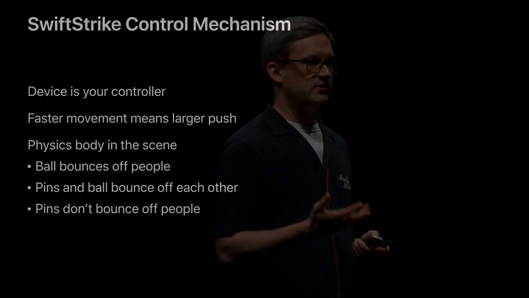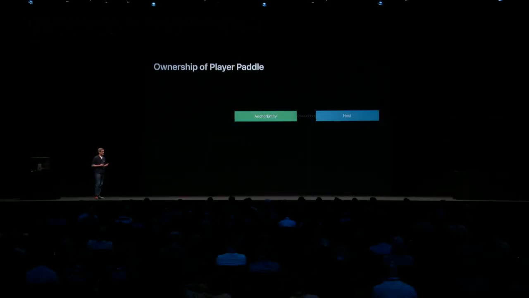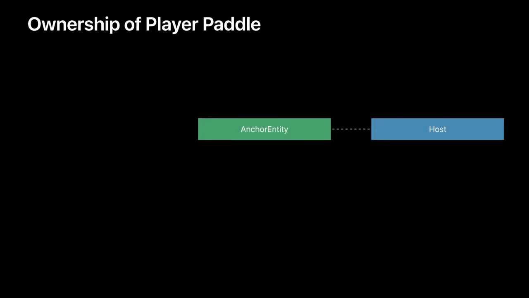Now, one of the things that we needed to solve then is how do we get the input from this device moving around onto the device while maintaining control over when the paddle is active and how much force it's applying on the host. And so we solved this using the ownership support within RealityKit. When the host starts the AR session, it creates an anchor entity, as all content within RealityKit is parented to an anchor entity that the host maintains ownership over.